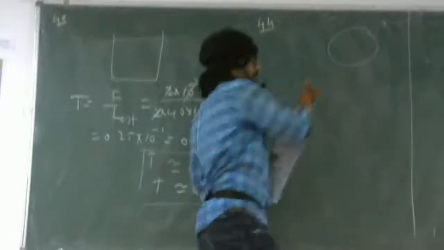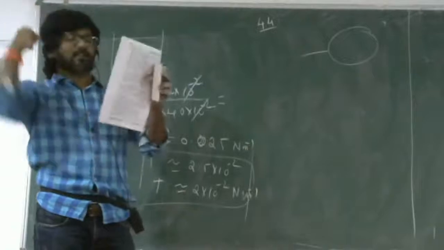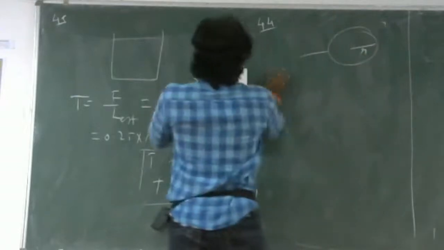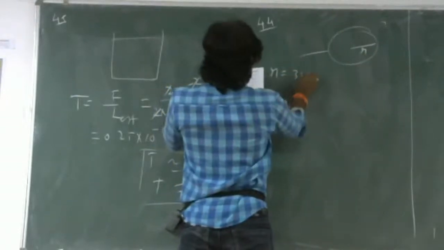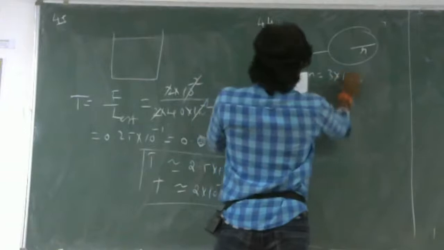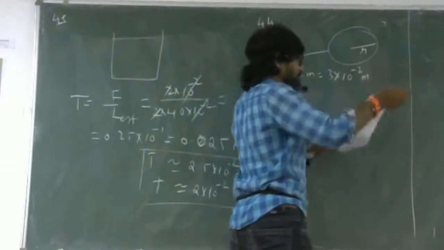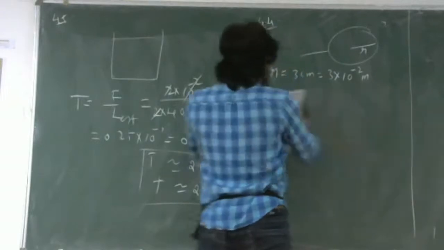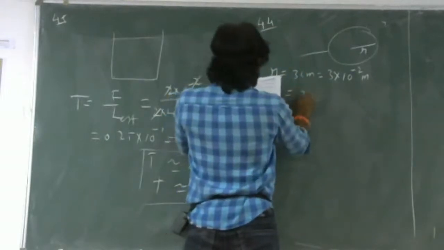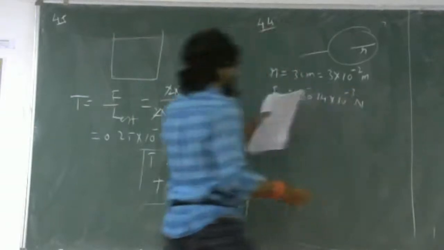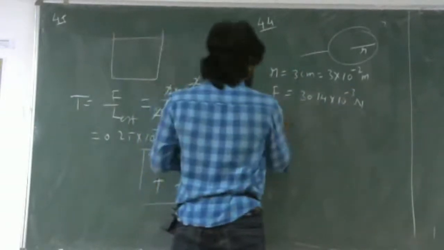Earlier I have dealt with the ring shape also with 2 different radii, but it's a thin ring. That's what you have to be careful about here. What is given here? A thin ring of radius R. R is equal to 3 centimeters, which is 3 into 10 to the power minus 2 meters, floating on the surface of the liquid. The pull required is F is equal to 30.14 into 10 to the power minus 3 Newton, more than its weight. The surface tension of the liquid is, what is this?